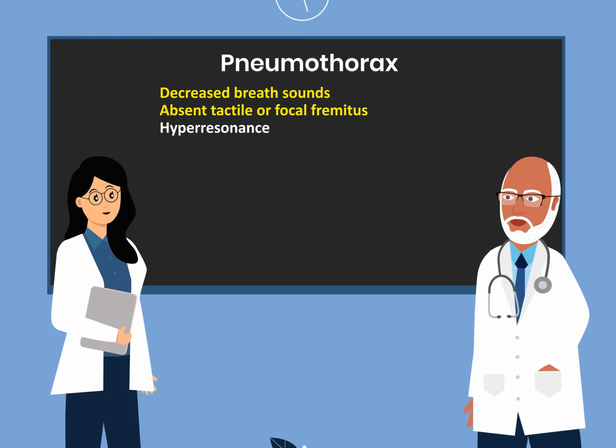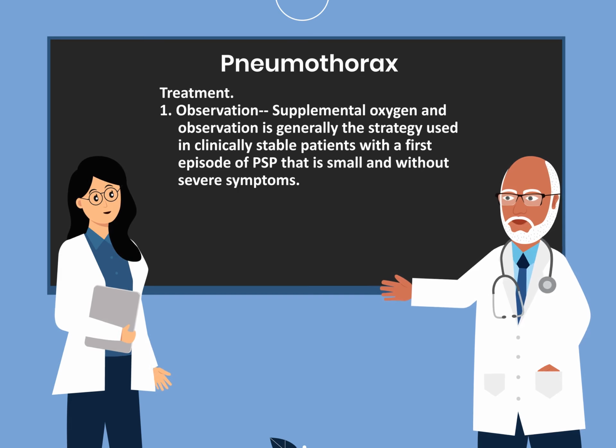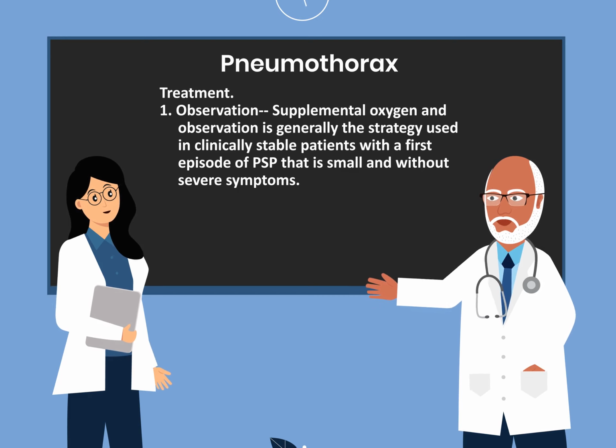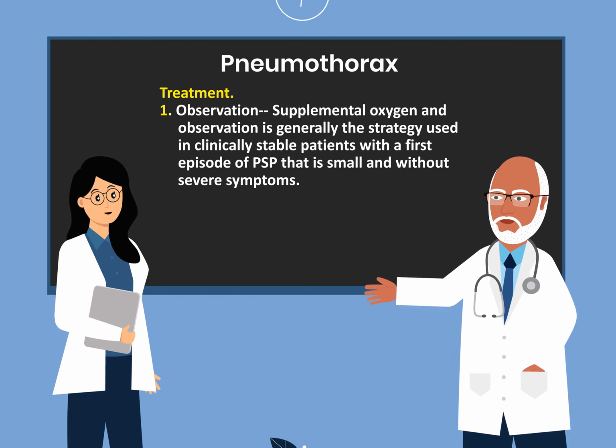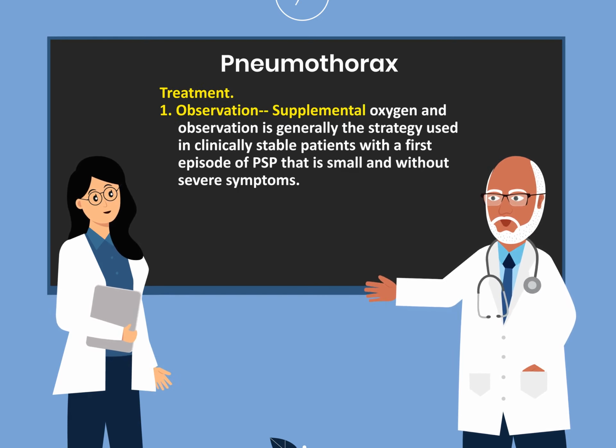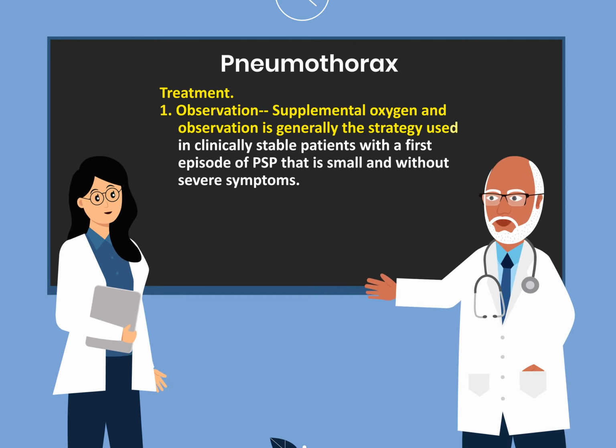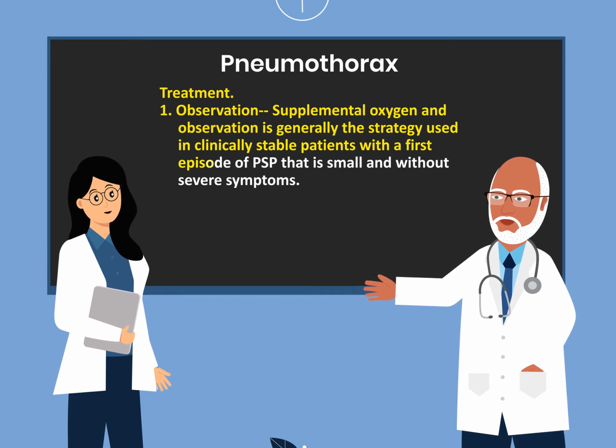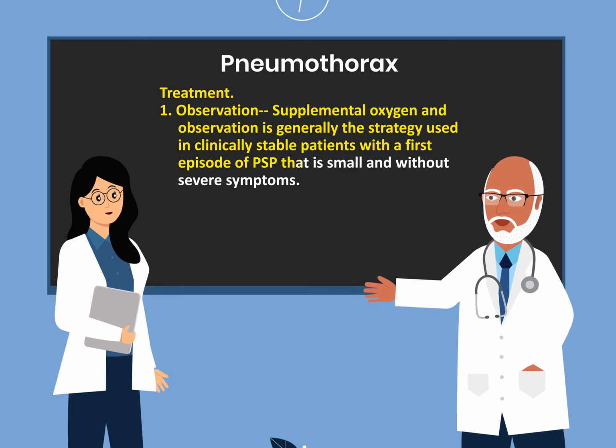Let's talk about the treatment. Pneumothoraces or a pneumothorax may be treated with observation, aspiration, and tube or catheter thoracostomy. So let's look at each. Where observation is concerned, supplemental oxygen and observation is generally the strategy used in clinically stable patients with a first episode of primary spontaneous pneumothorax that is small and without severe symptoms.